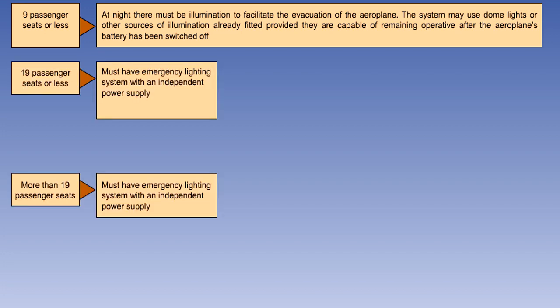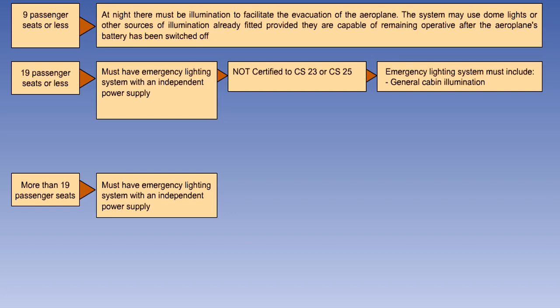All aeroplanes with an approved passenger configuration of more than 9 seats must have an emergency lighting system with an independent power supply. For aeroplanes with an approved passenger configuration of 19 seats or less, but more than 9, which are not certified to EASA CS23 or CS25, the independent emergency lighting system must include general cabin illumination.